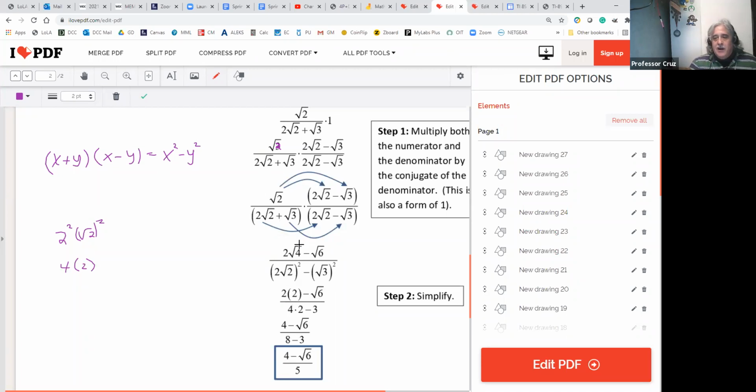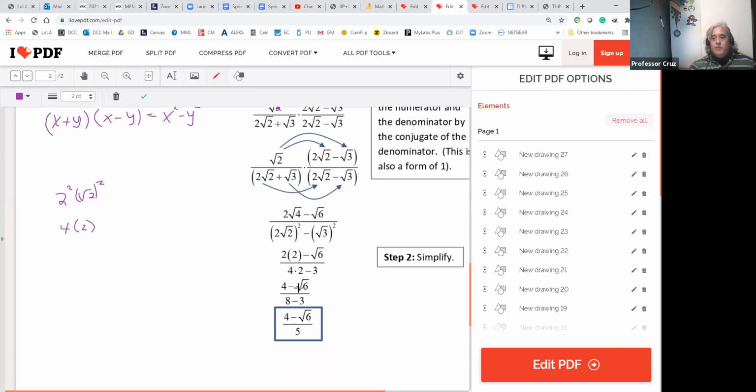So up in the top, it was 2 times square root of 4, or 2 times 2 minus square root of 6. We don't care if there's a square root in the numerator. So 4 minus square root of 6, over 8 minus 3 is 5. That's all there is to it.